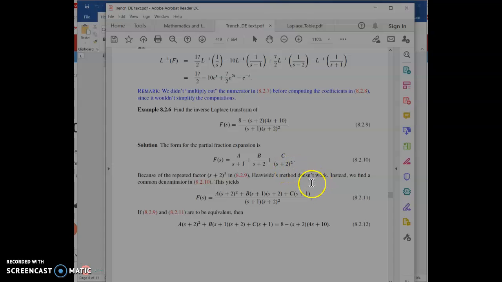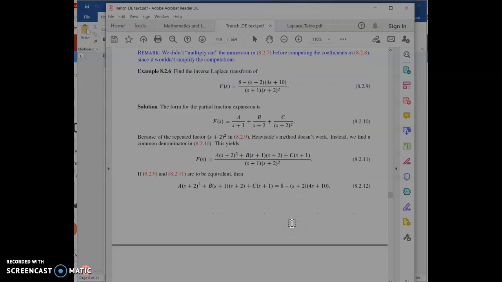They note that the Heaviside method won't work really here because of the repeated factor. But instead, they get a common denominator, like I mentioned before, and multiply them all out. You get more variables, but the idea is still similar.